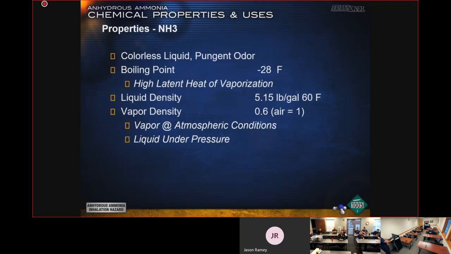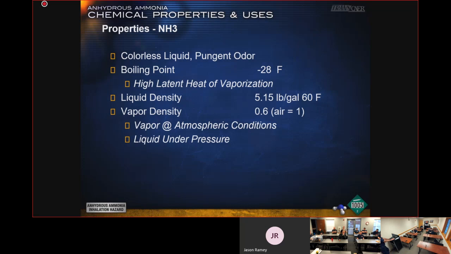So the properties: it is a colorless liquid, but with a pungent odor. Geoffrey was asking, does it stink or does it smell like ammonia? Absolutely. There's probably not going to be an ammonia leak and you not recognize it. It is one of those very, very strong pungent odors. Obviously, we will see a cloud as it's being released, but you do not have to see it to inhale it, right? It is a colorless gas once it starts to dissipate a little bit, but that odor is very strong, even in a very highly diluted state.